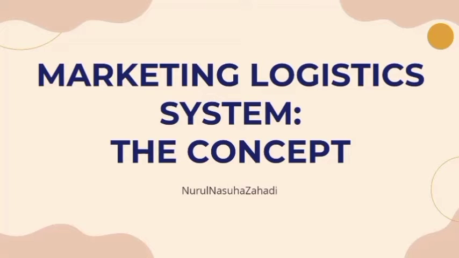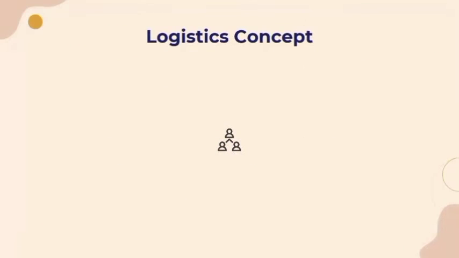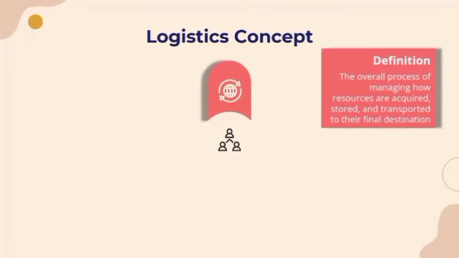So, I will talk about the concept of marketing logistics system. Okay, firstly, we will take a look at the concept of logistics. What is logistics? Logistics refers to the overall process of managing how resources are acquired, stored, and transported to their final destination. Logistics management involves identifying prospective distributors and suppliers and also determining their effectiveness and accessibility. Logistics managers are referred to as logisticians.